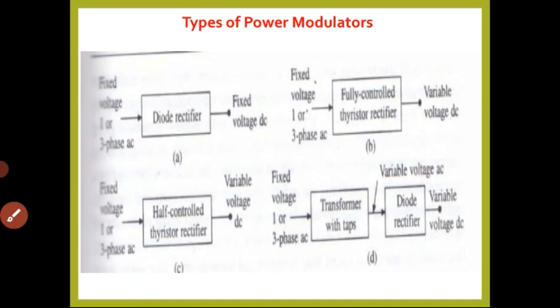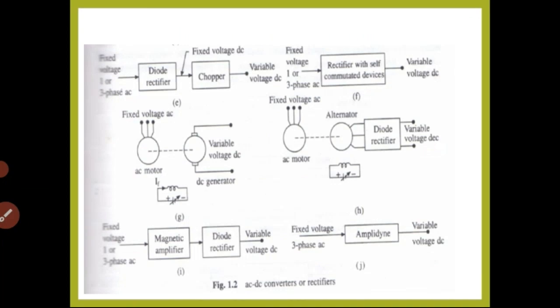I hope these four, A, B, C, D, are discussed. Next I will discuss another one. You have to analyze like that, and you will come to know. The basic thing required is that the diode rectifier means an uncontrolled rectifier, and with a thyristor controlled rectifier the output voltage you get is variable in nature. And the chopper is nothing but DC to DC, fixed DC to variable DC.